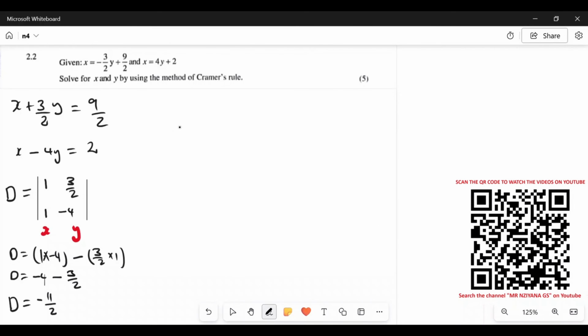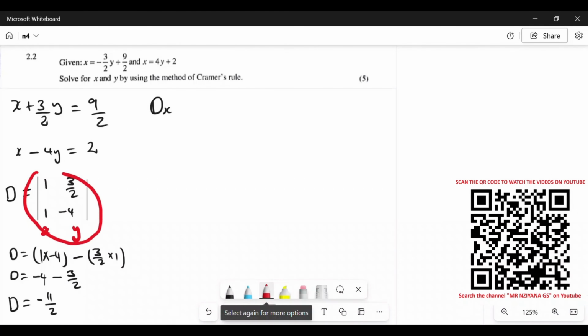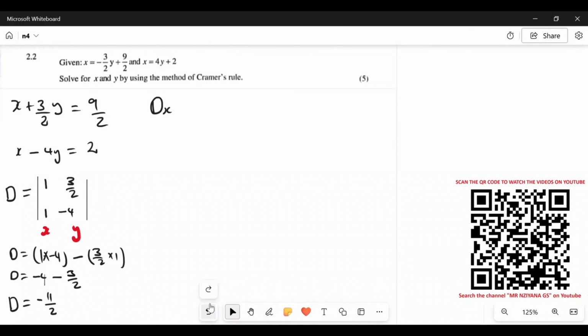All right. So now that we are done finding our determinant, we need to find the determinant of x, right? So how are you going to do that? Let's go back to our original matrix, this one here. Remember the first column is for x. We're going to replace these entries here, 1 and 1, with the constants, right? So we have to be very, very careful.